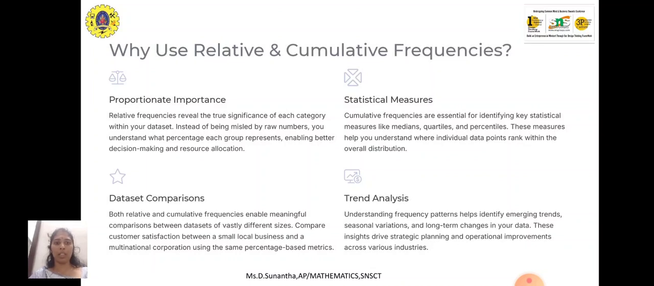Next is trend analysis. Understanding frequency patterns helps identify emerging trends, seasonal variations and long-term changes in your data. These insights drive strategic planning and operational improvements across various industries.